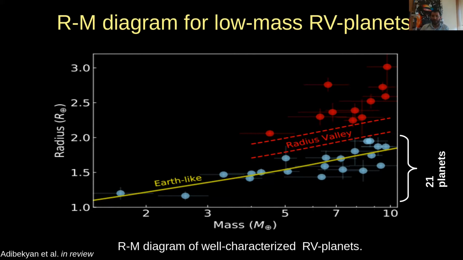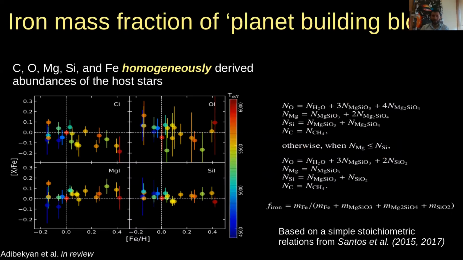So for this planet, using the models of Caroline, we could estimate the composition, and in particular the fraction of iron, the iron mass fraction relative to the other elements. And for the host stars, what we did is we derived homogeneously the composition of carbon, oxygen, silicon, magnesium, and also iron.